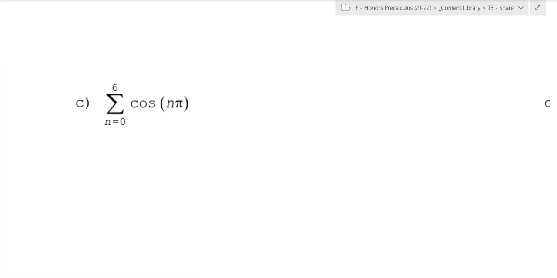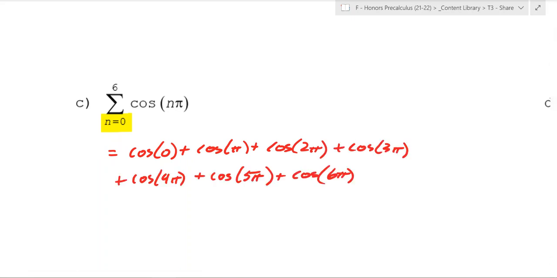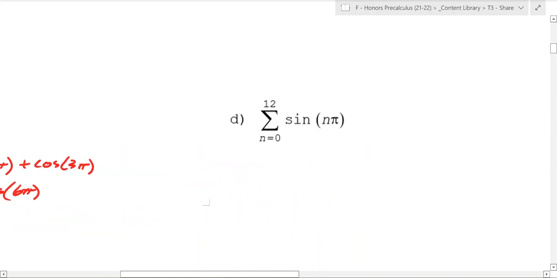And yes, you could have trig functions in here as well. And remember, all you do is list out the terms. It's not that bad. So again, this one starts at 0. So what's this one going to be? This one's going to be cosine of 0 plus cosine of 1 pi plus cosine of 2 pi. And you fill the rest out, and you get that. Now, you just have to remember all of these values. Cosine of 0 is 1, and then it's going to be minus 1, plus 1, minus 1, plus 1, minus 1, plus 1, and it comes out to be 1. That cancels, leaving you with just 1.